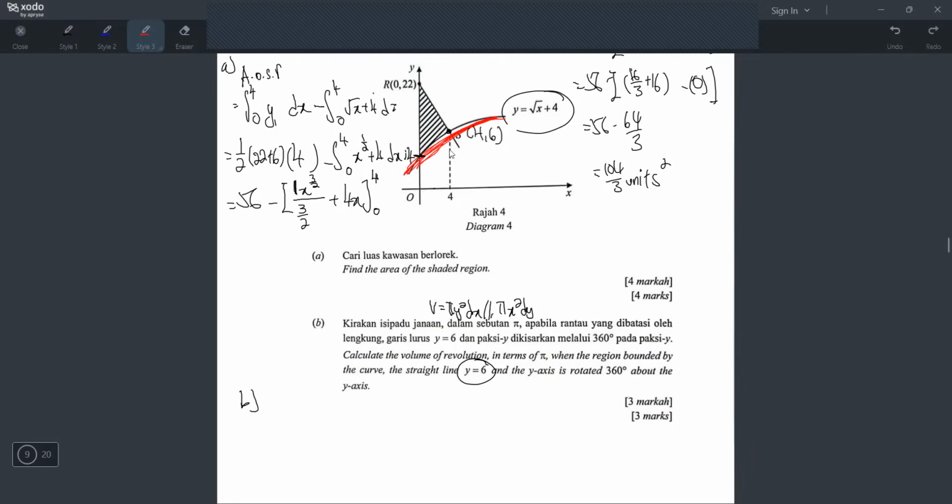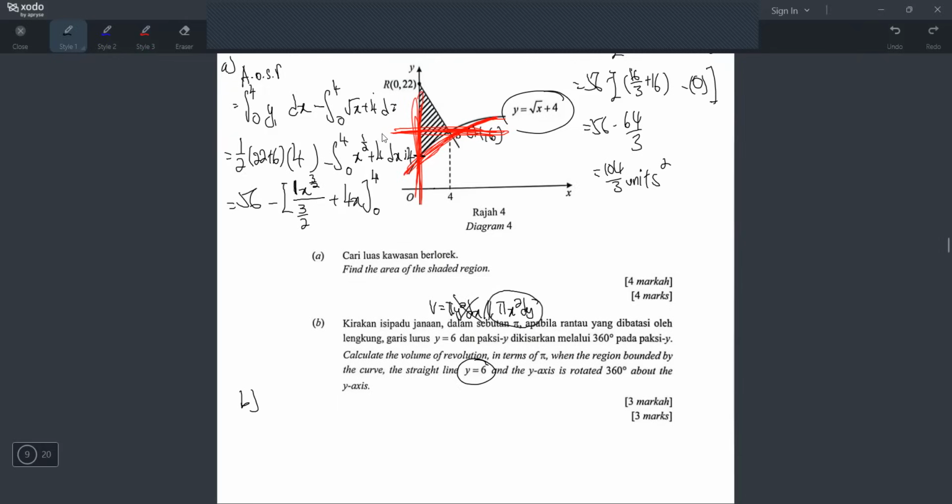Okay, where is the y equals 6 line? It's here, right? It's this one. So region bounded by curve. Bounded means in between. So in between the curve and the straight line y equals 6, and the y-axis, which is this one, rotated 360 about the y-axis. So definitely we have to use this formula, right? Because it's the y-axis, so dy.